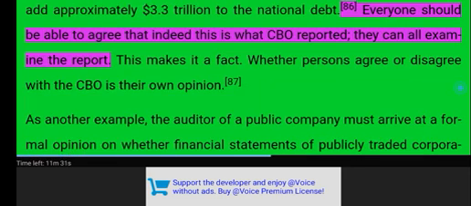Everyone should be able to agree that indeed this is what CBO reported. They can all examine the report. This makes it a fact. Whether persons agree or disagree with the CBO is their own opinion.